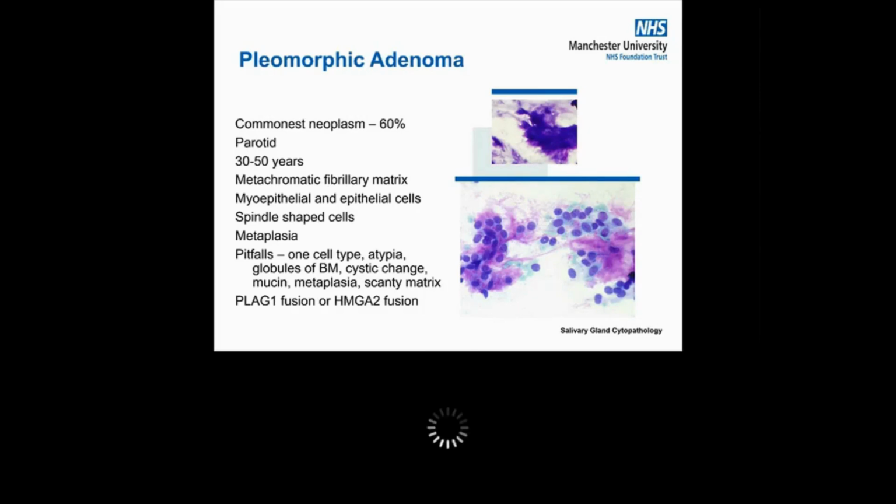So as we know, the characteristic feature of pleomorphic adenomas on cytology is the abundant metachromatic fibrillary matrix, and we can spot embedded epithelial and myoepithelial cells within the matrix. This is highly specific for pleomorphic adenoma.